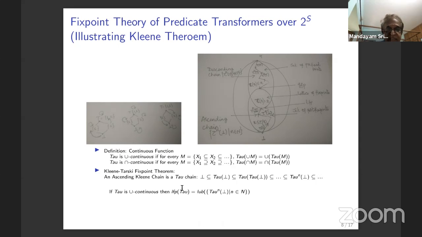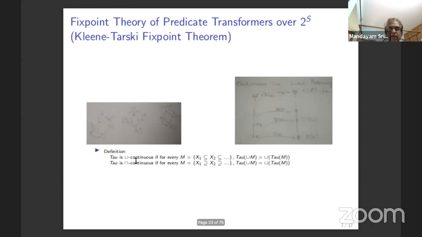What the theorem basically says is that if, in addition to tau being monotonic, it is continuous, then you can compute the greatest fixed point as the limit of a descending chain, or the least fixed point as the limit of an ascending chain. This requires that tau satisfy an additional condition called continuity. So what is that? That's what I define here.